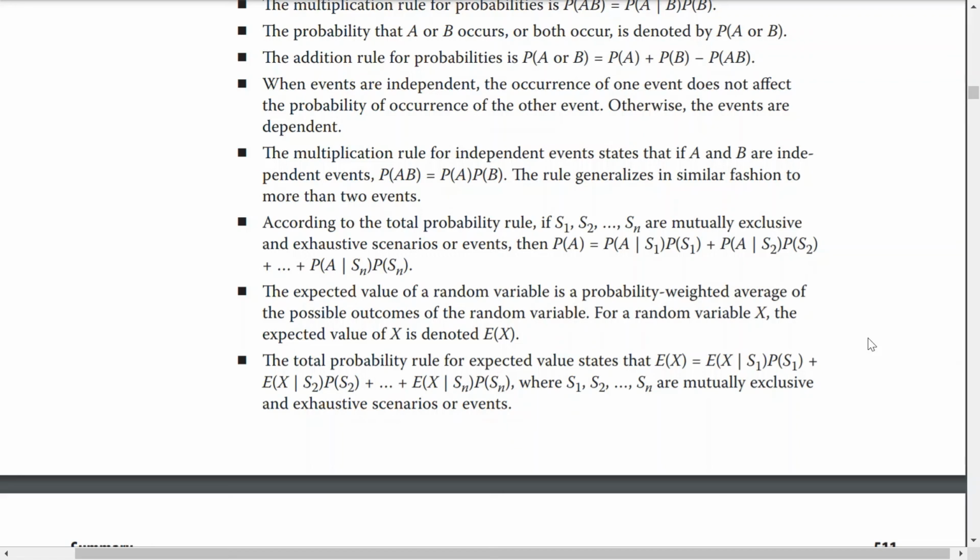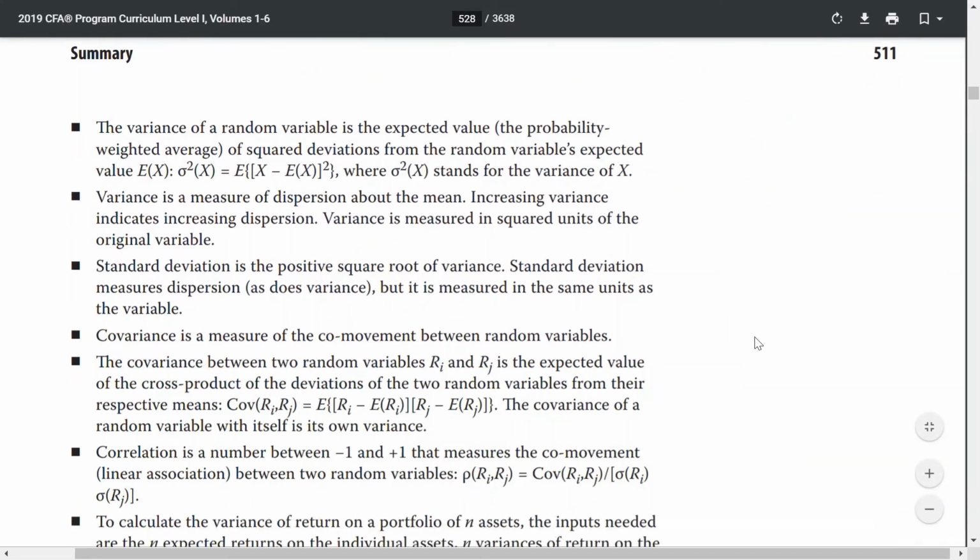The rule generalizes in similar fashion to more than two events according to the total probability rule: S1, S2, all the way to Sn are mutually exclusive and exhaustive scenarios or events, then the probability of A is equal to this chain.